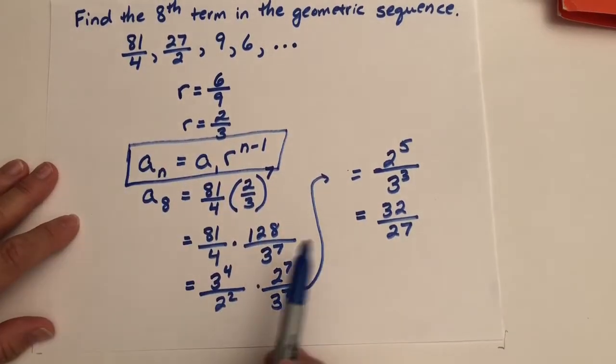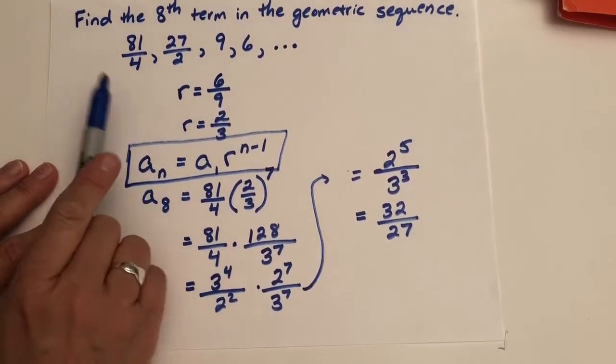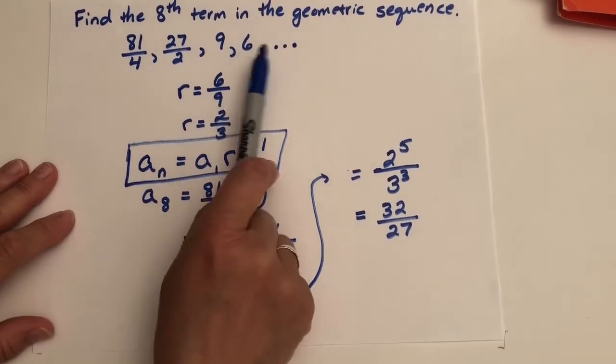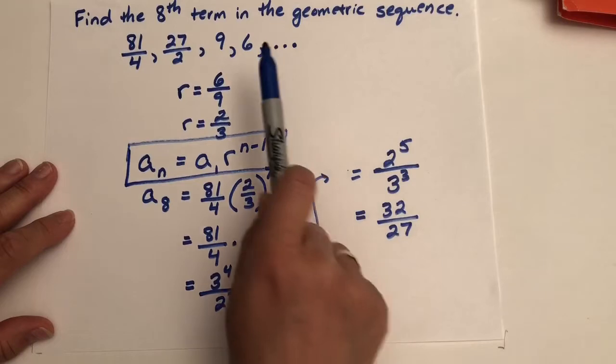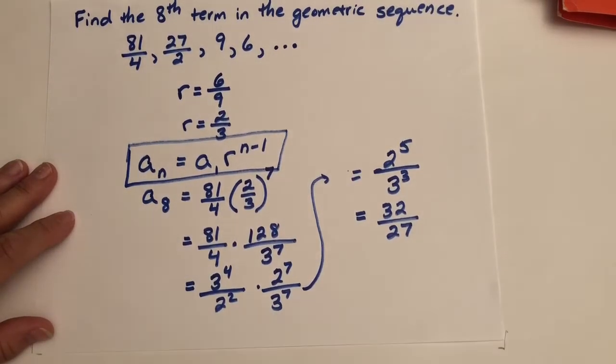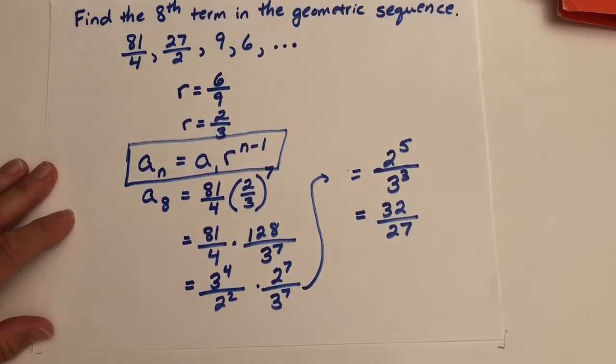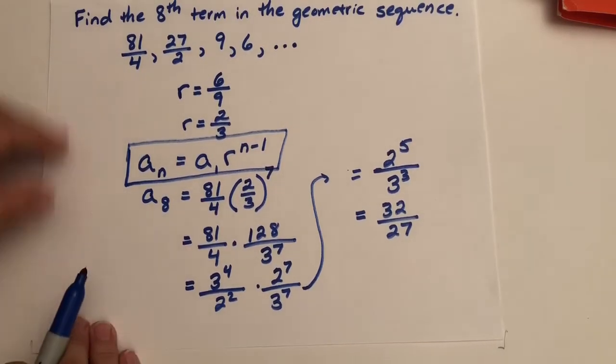Now the 8th term isn't too far out. You could have just gone from this term and multiplied it by 2/3, multiplied by 2/3, and found the intermediate terms until you got to the 8th term. But I wanted to show you the use for this particular formula. Let's do another problem.